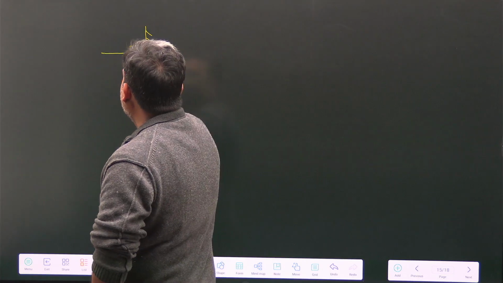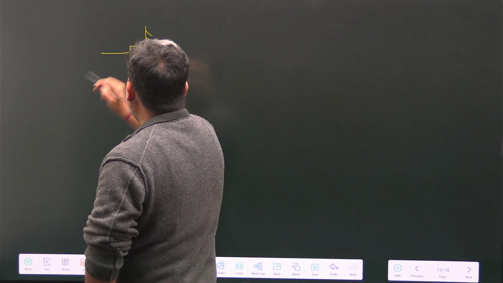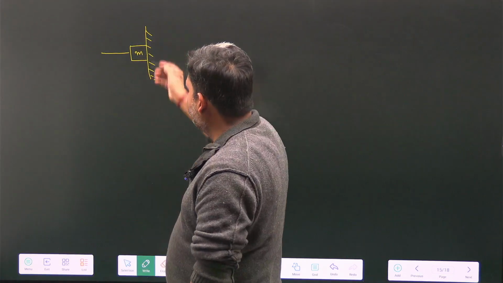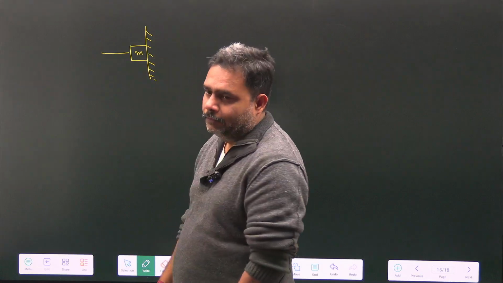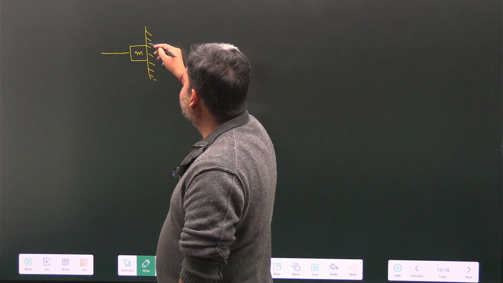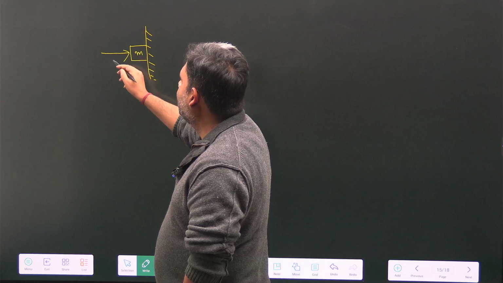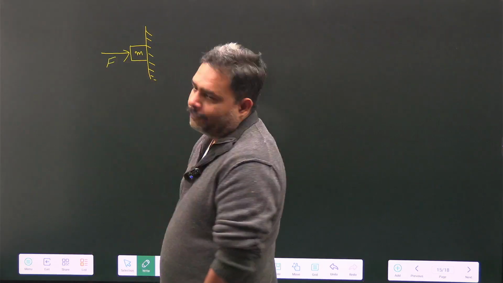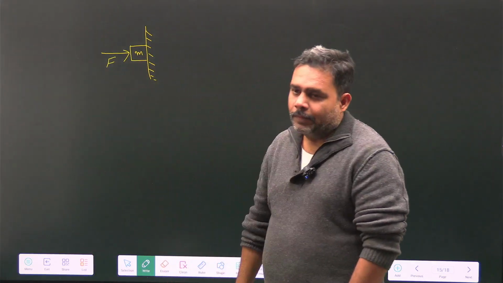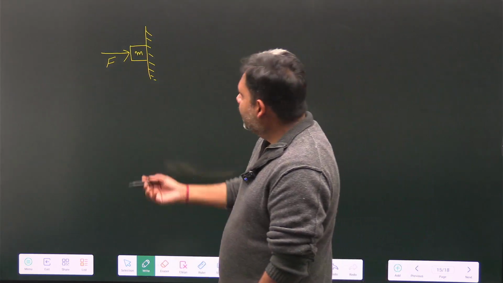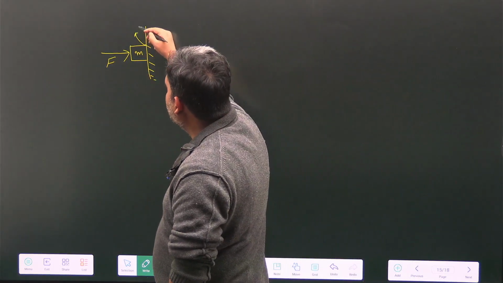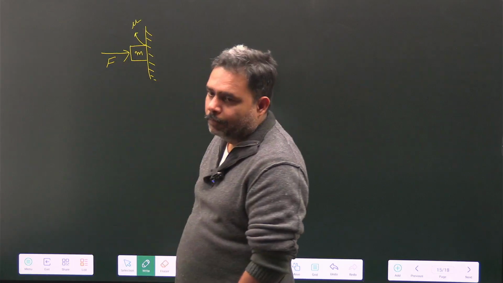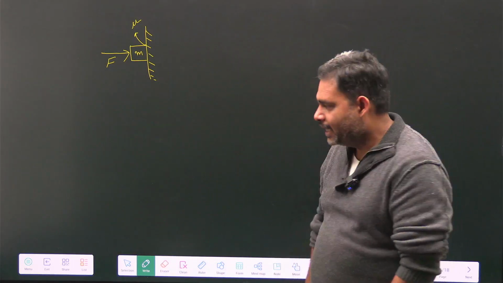We have to apply, and this is some mass m, and this is a vertical wall. Okay, this is a vertical wall, and we are just going to apply some force F, and there is a coefficient of friction. The coefficient of friction is mu. Coefficient of friction क्या है? Mu है.